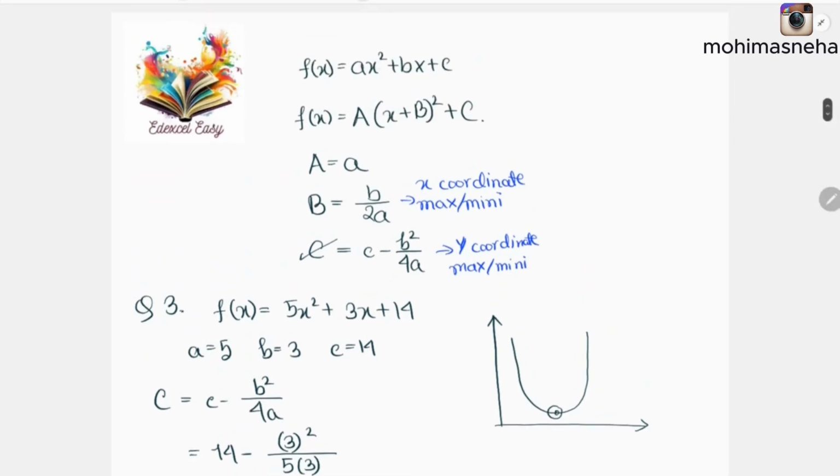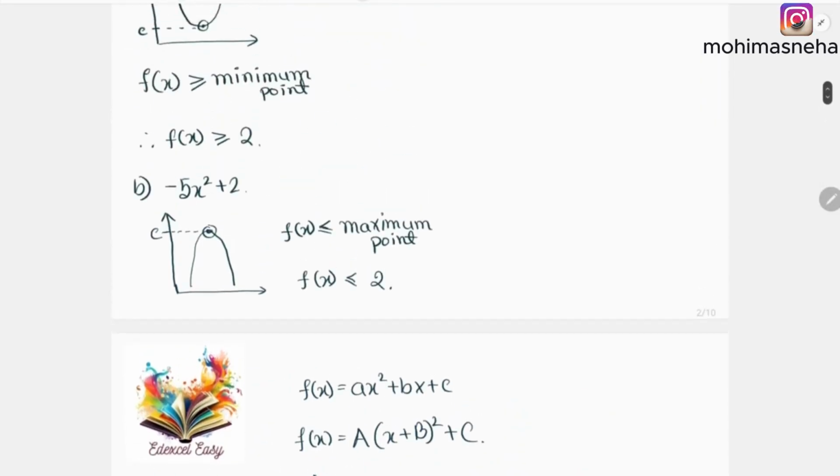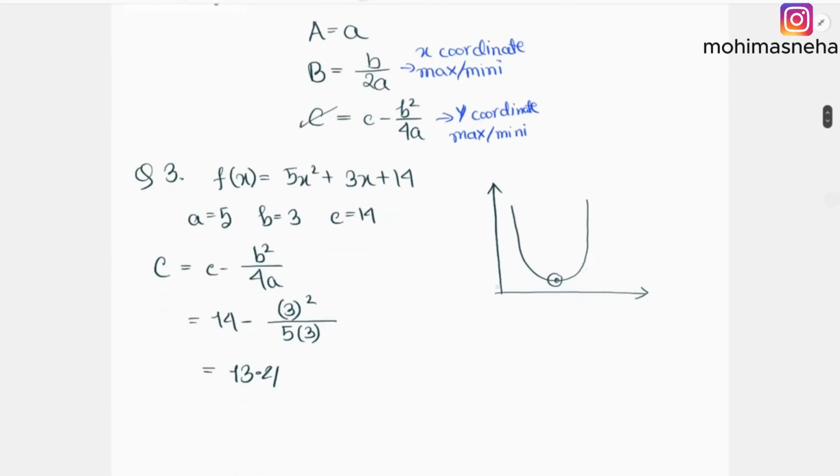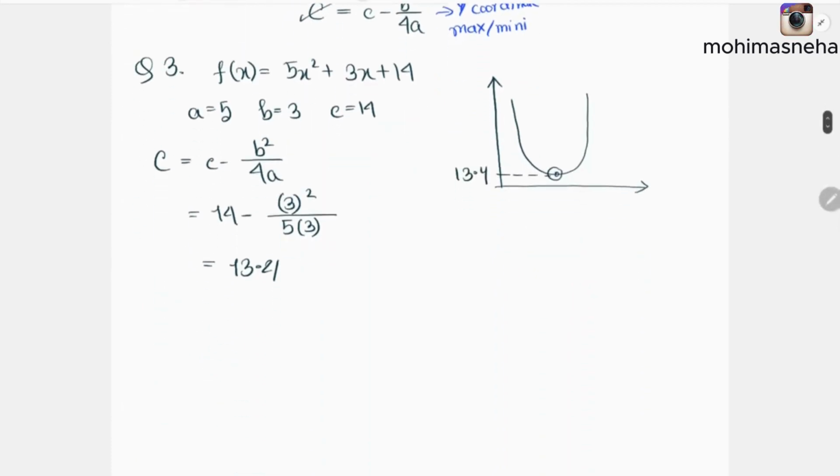Now, as this is a positive graph, the format that you're supposed to use is f(x) greater than or equal to the minimum point, right? So the y coordinate of this minimum point is 13.4. So your range should be f(x) greater than or equal to the minimum point, and the minimum point is 13.4. So this is how you calculate the range for a positive quadratic equation using the completing the square method.